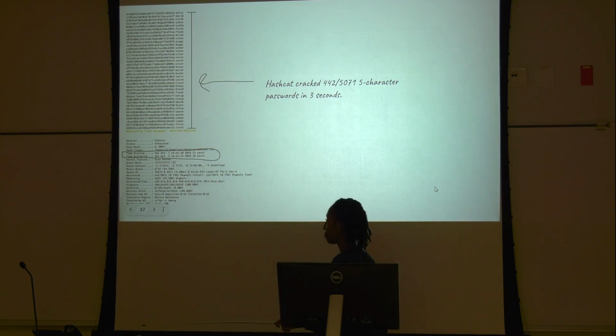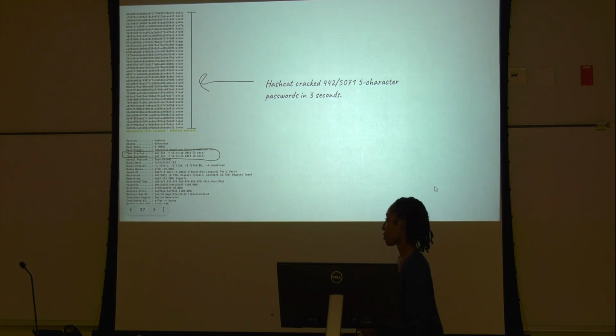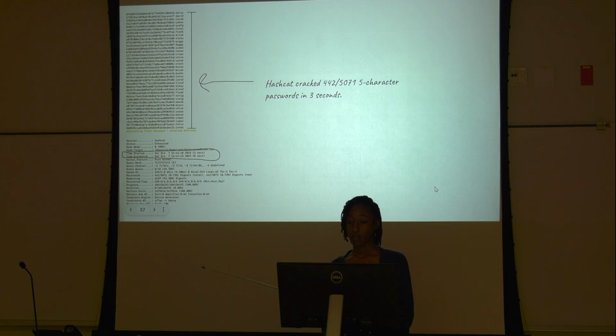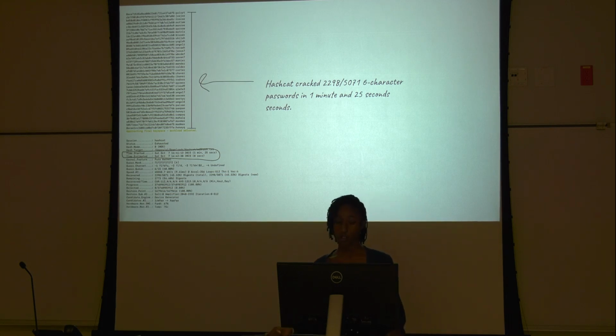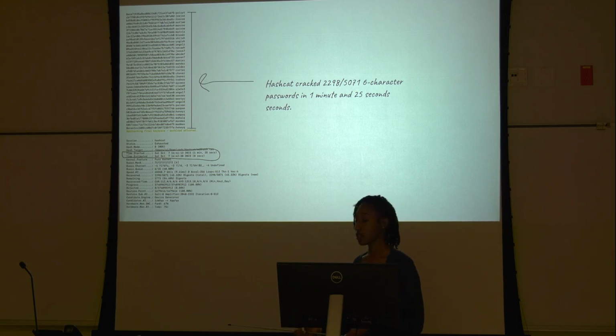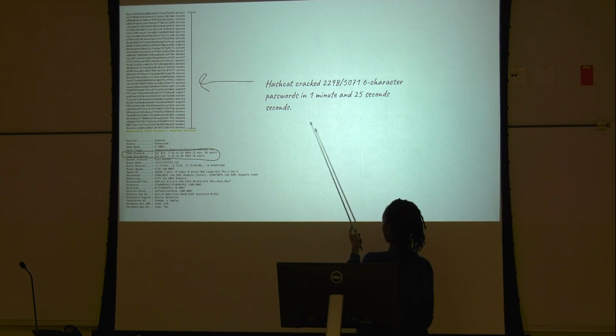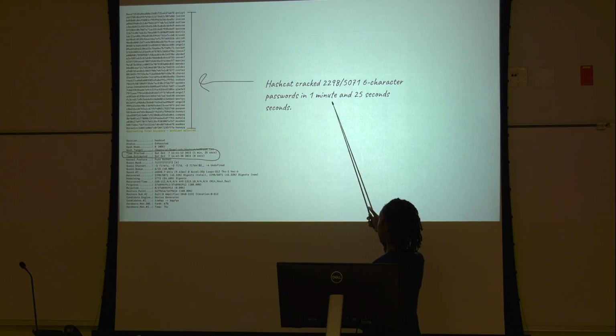That was about 8.72% of all of the passwords I had, which is about 442 total. And then once it skipped, it moved on to the 6-character passwords. This one took a little longer because as the passwords increase in length, so does the attack. It took about 1 minute and 25 seconds. And now in total, including the 5-character passwords, I cracked 2,298 of the passwords.